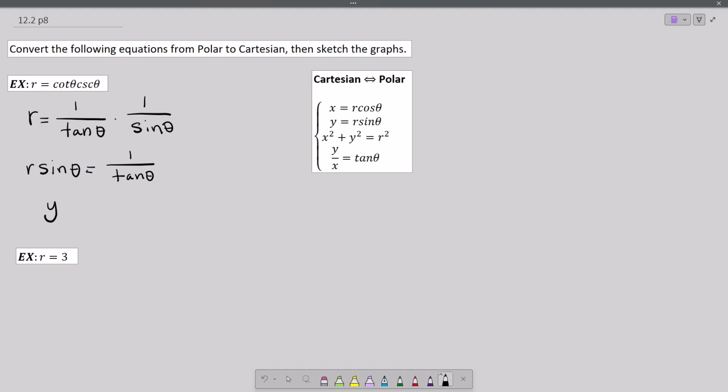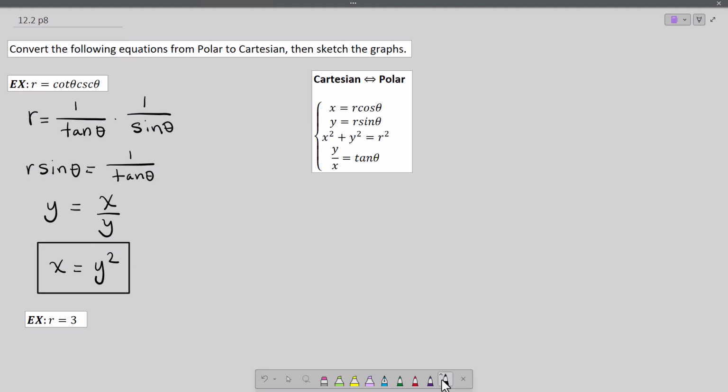So converting over, we're going to have y equals, and then tangent is y over x. So the reciprocal of that is x over y. So here is our equation. Now we are in Cartesian. We have that. And this tells us that x is equal to y squared. That'll be our Cartesian equation.